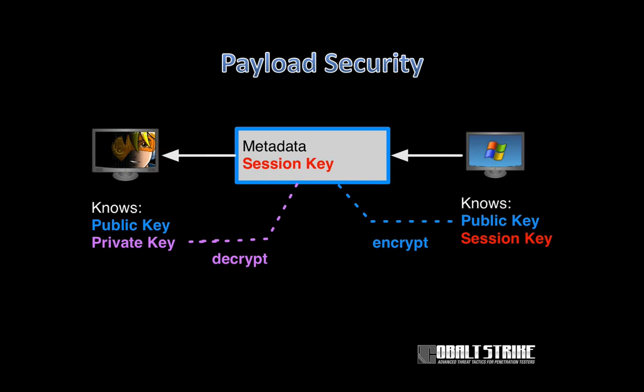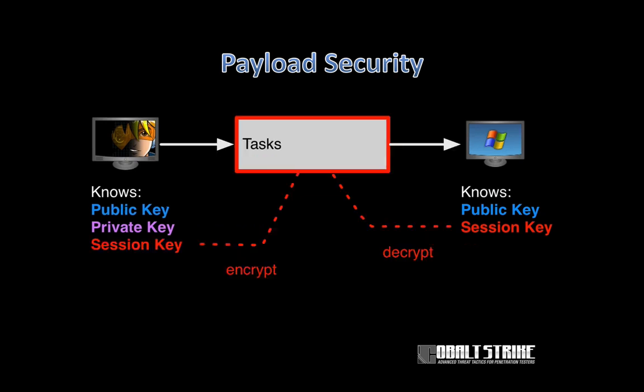Included in the metadata is the session key for that particular Beacon session. Once the team server receives the metadata and decrypts it, it now knows the session key, which it can use to encrypt tasks and which the Beacon payload can use to decrypt. Likewise, when the Beacon payload has output to send to your Cobalt Strike team server, it uses the session key to encrypt that output, and the team server uses that session key to decrypt it. And that is the payload security scheme in the Beacon payload.